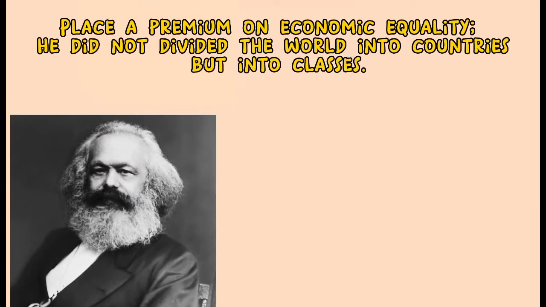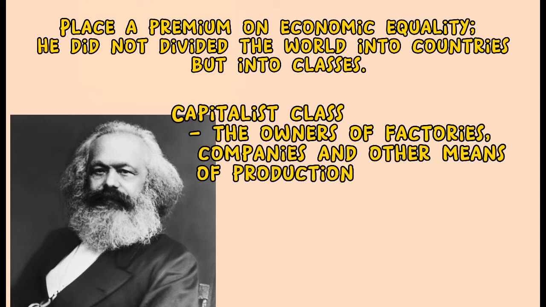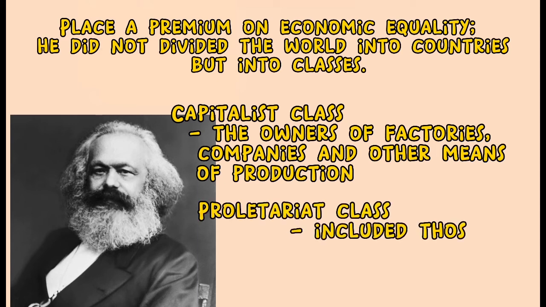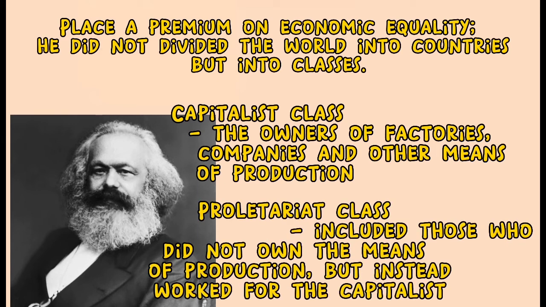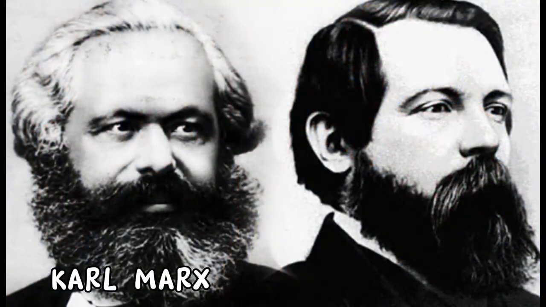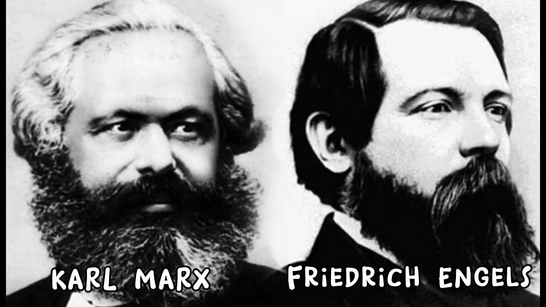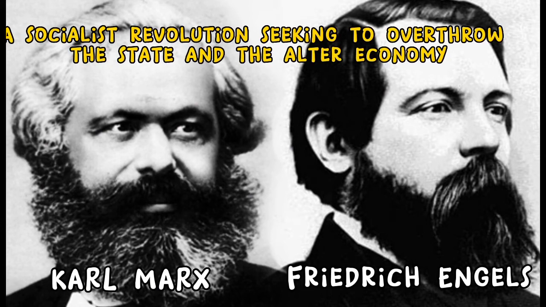He did not divide the world into countries but into classes. The capitalist class refers to the owners of factories, companies, and other means of production. In contrast, the proletariat class included those who did not own the means of production but instead worked for the capitalist.